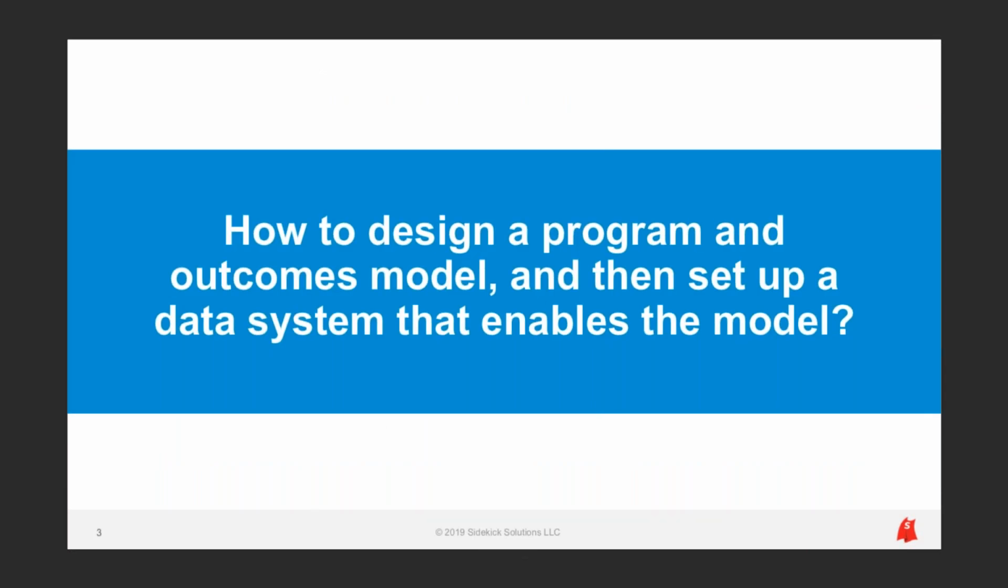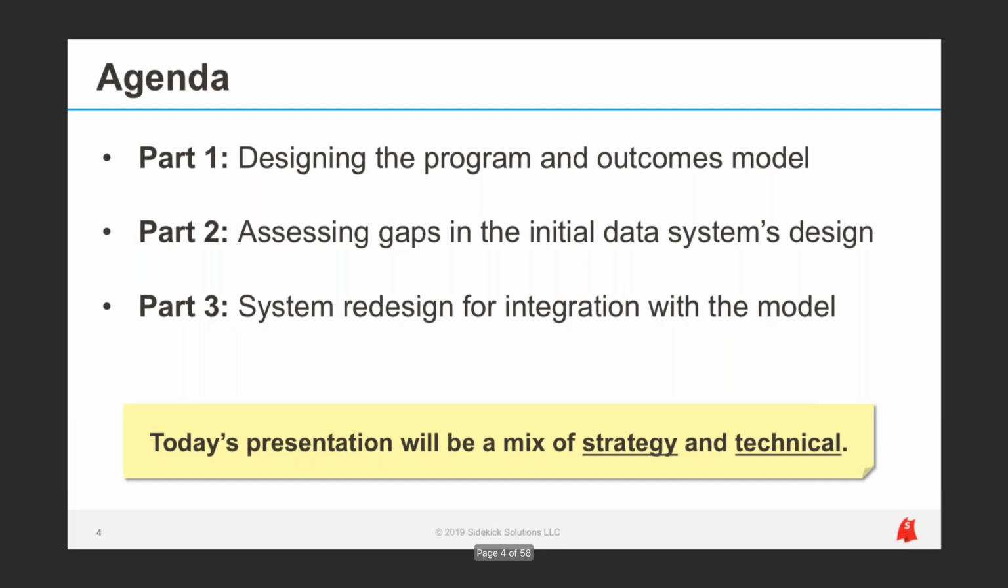We put together this webinar to answer a single question. How do we design a program and outcome model and then set up a data system that enables that model? Now, Sarah and I are both excited for today's webinar because Plummer's recent program growth and adoption of Apricot software is going to highlight their journey towards answering this question. We're going to cover this in three parts: designing a program model, assessing the gaps in Plummer's initial data system design, and then system redesign to integrate with the program model.